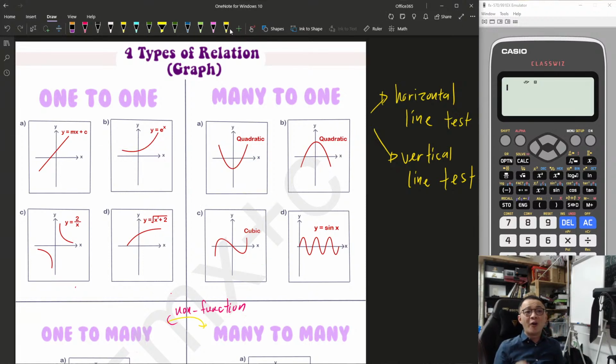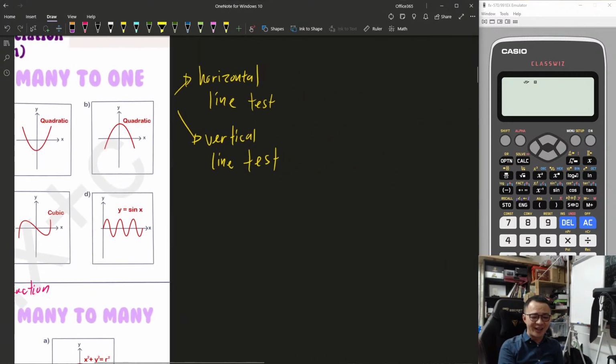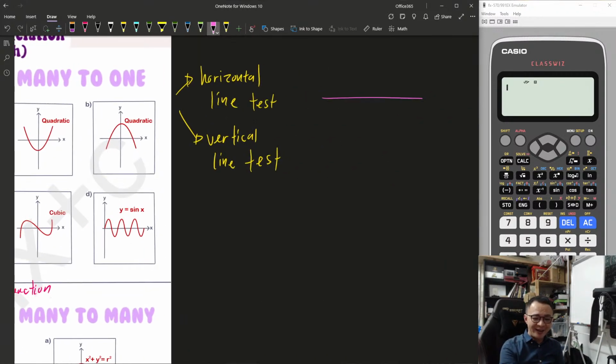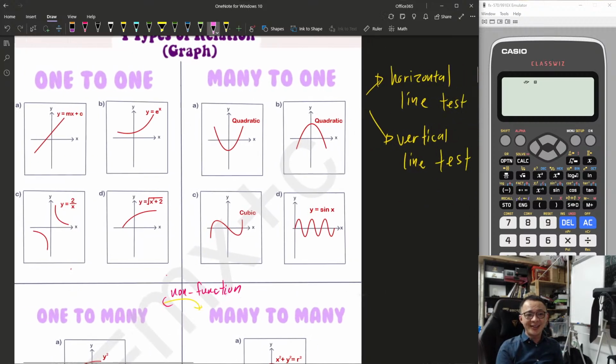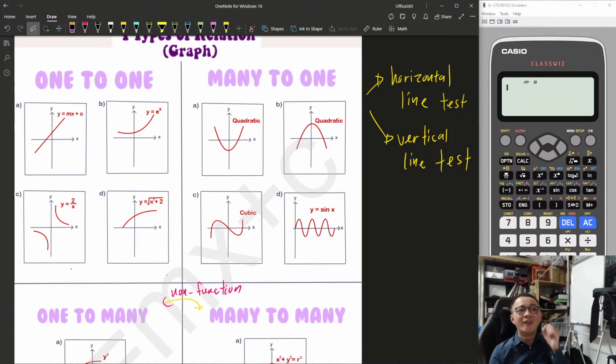What do we mean by a horizontal line first? A horizontal line means that if this is the x-axis, the line must be parallel to the x-axis. A vertical line means that if this is the y-axis, the line must be parallel to the y-axis. So the horizontal line test means that if I draw a horizontal line, I can only touch one point for my x or y value.